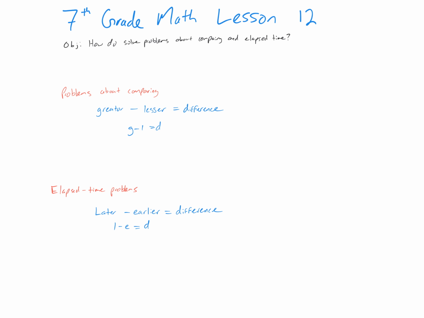Elapsed time is talking about how much time has passed from one date to another date. Like if you wanted to say today's date minus your birth date would tell you how old you are, your age. So you want to do the later date, which one is after the other one, minus the earlier date, and that will tell you the difference between the two. So L minus E is equal to D.